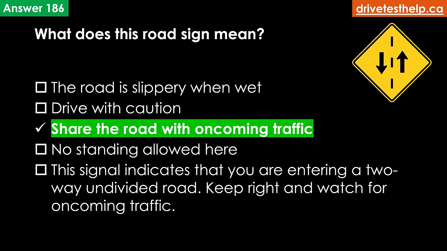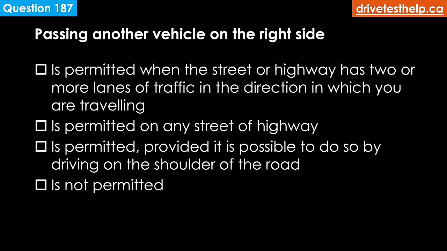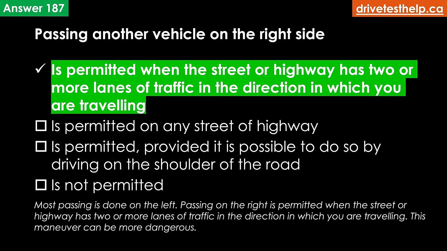This sign indicates you are entering a two-way undivided road. Keep right and watch for oncoming traffic. Passing another vehicle on the right side is permitted when the street or highway has 2 or more lanes of traffic in the direction in which you are traveling. It's permitted on any street or highway. It's permitted provided it is possible to do so by driving on the shoulder of the road. Is not permitted. The correct answer is permitted when the street or highway has two or more lanes of traffic in the direction in which you are traveling.